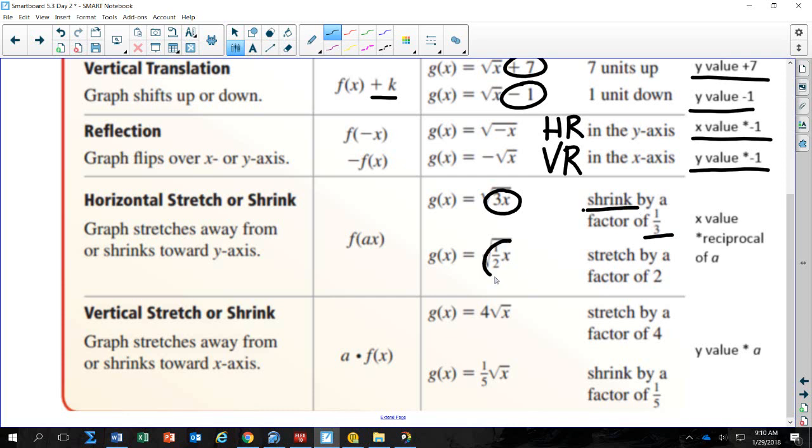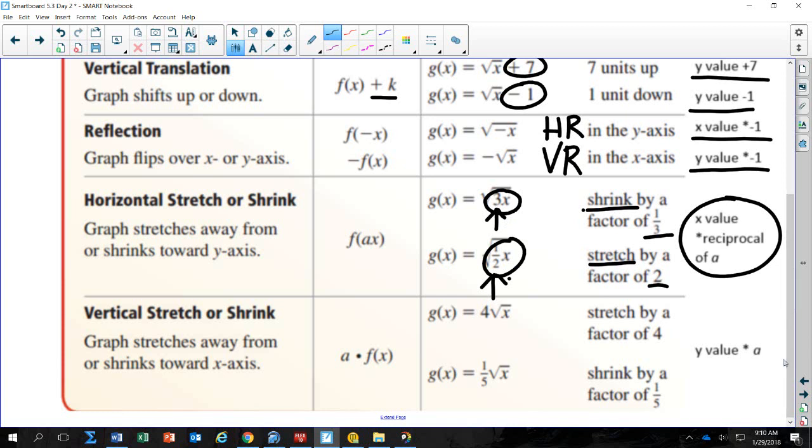If we have something like this, where we have 1/2 x underneath the radical, the reciprocal of that would be 2. Because this factor is bigger than 1, that's how I know it would be a horizontal stretch. So what do I do in the xy chart? Whatever my x value is, I'm just going to multiply it by the reciprocal of the number that's listed here under the radical. You'll notice a trend that anytime it's a horizontal change, you're adjusting the x value, whereas if it's a vertical change, you're going to be adjusting the y value.